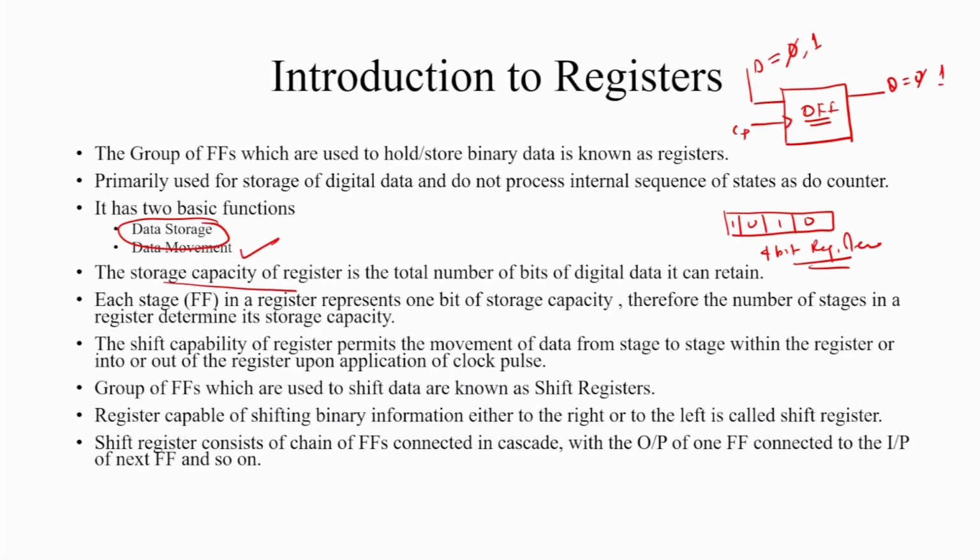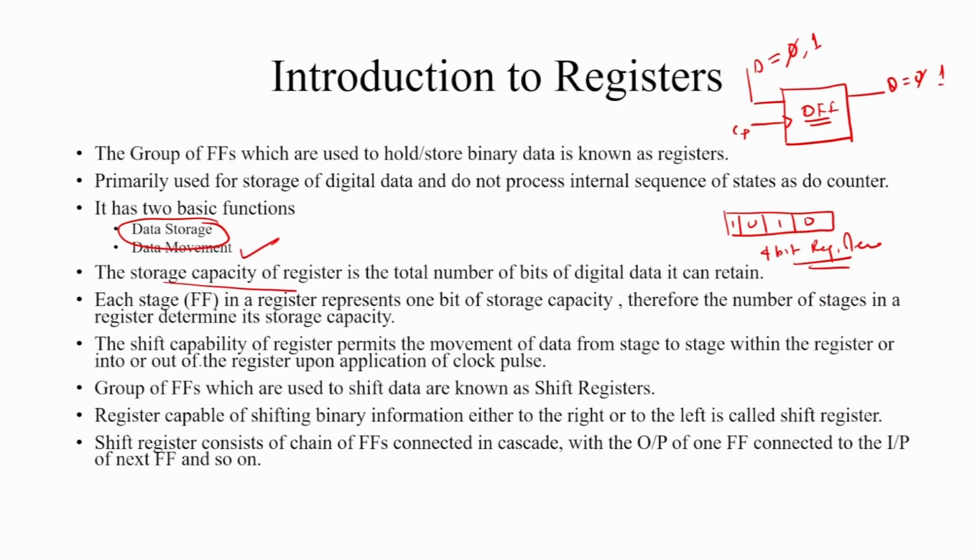Here each stage in a register represents 1 bit. When we want to design a 4-bit register that holds 4-bit information, we simply use four D type flip flops, and the inputs are supplied to D, and the same information is retained by the flip flop.